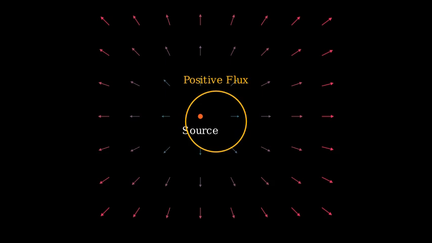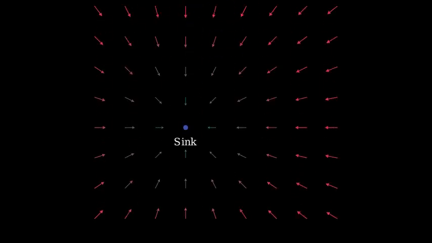Now, let's look at negative divergence. Imagine a vector field where vectors are pointing inward toward a central point, like water draining into a sink or air being sucked into a vacuum cleaner. At the central point, we observe a negative divergence because more flow is entering this point than leaving it. We call such a point a sink. If we draw a small circle around this point and measure the net flow across the boundary, we'd find more arrows pointing in than out, resulting in a negative flux.